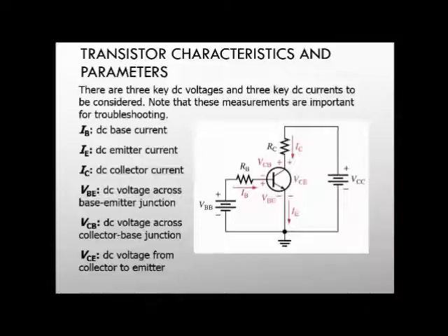Now there are three key DC voltages and three key DC currents to be considered. The three currents are IB, IC and IE, that is the base current, collector current and emitter current, and respectively three voltages, not voltage sources, just the voltages which are formed in this case, that is VBE, VCB and VCE, that is the DC voltage across the base emitter junction, the DC voltage across the collector base junction, and the voltage across the collector to emitter.